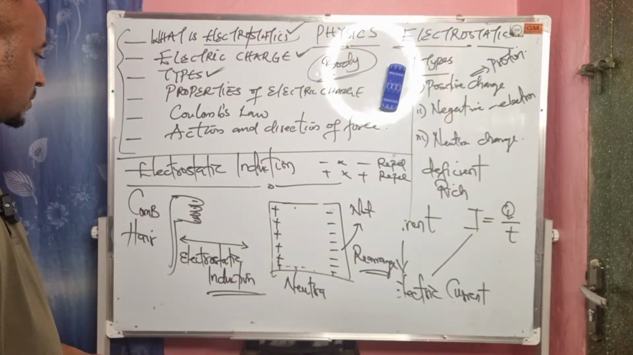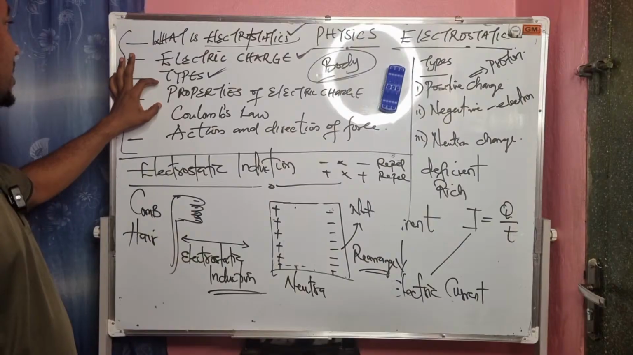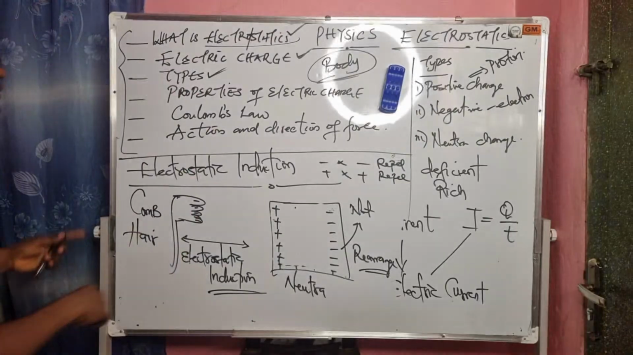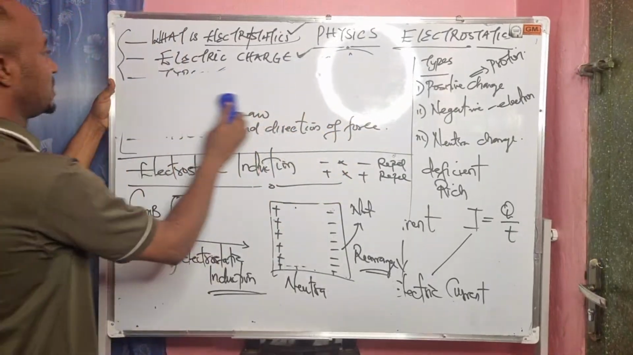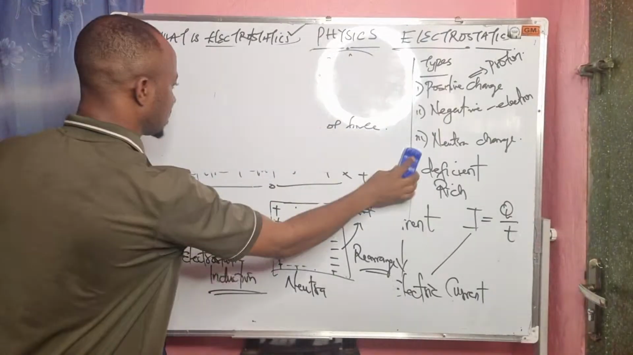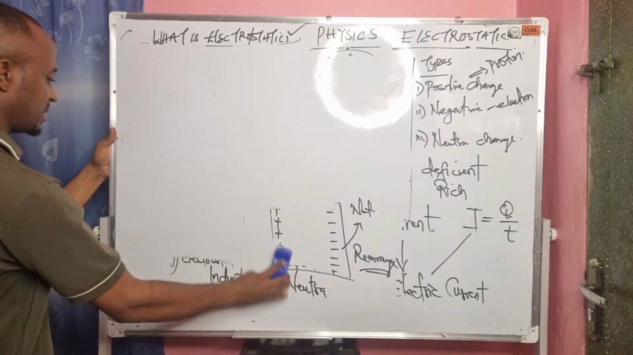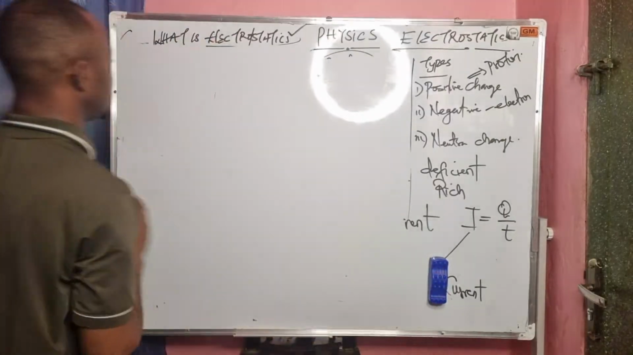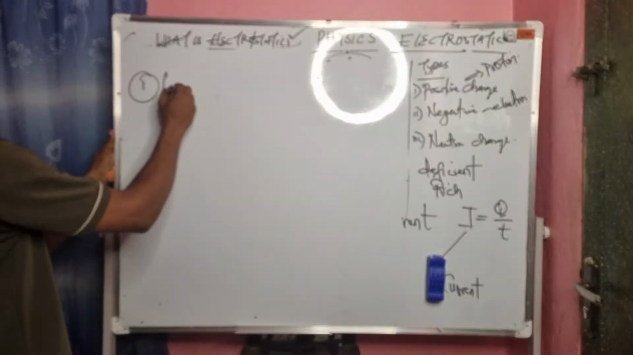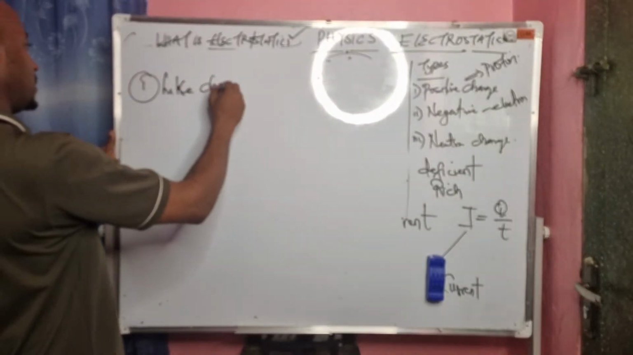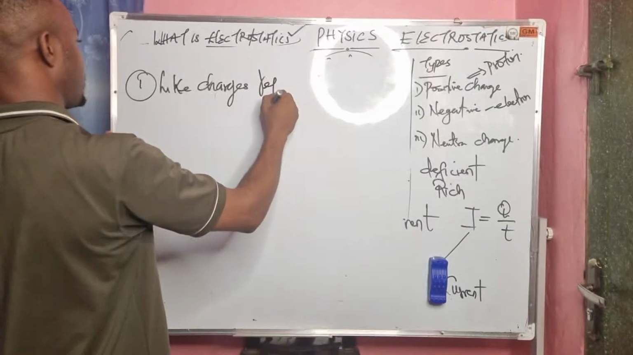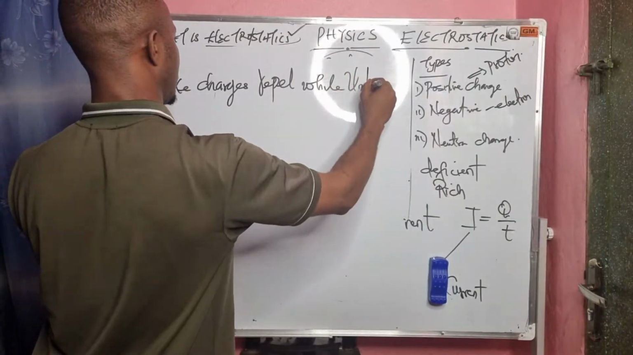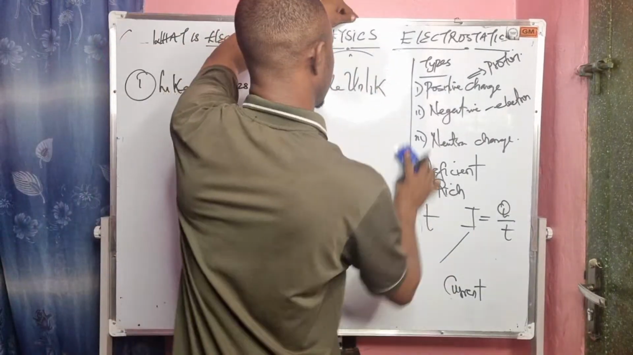All right. Then the next is let's look at the properties of electric charge. The first property of electric charge is that like charges repel while unlike charges attract.